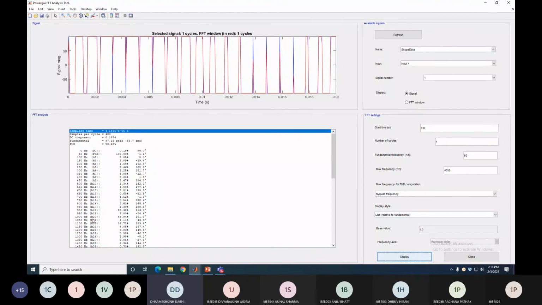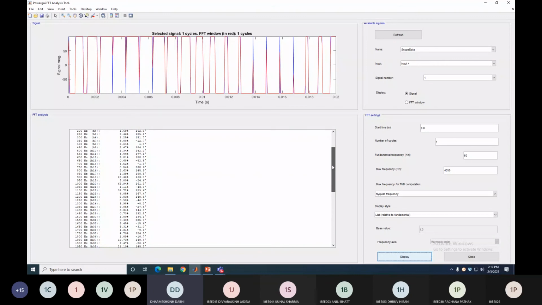Clear? See the 20th order, H20, which is the maximum percentage contribution, 63.9. And after that, H18, the 18th order, the contribution is 29%. Then H22, that is 31%. And the next level is what? 39. You can see that 39 and 41. 39 is 21% and 41 is 18%. Clear? So you can check the percentage contribution as well as see it in the bar chart format.